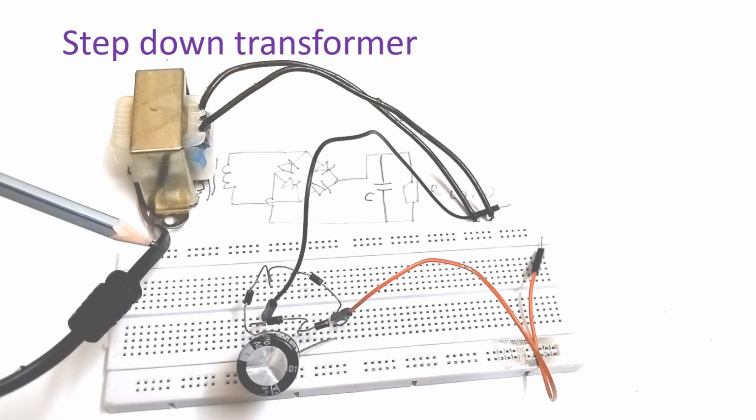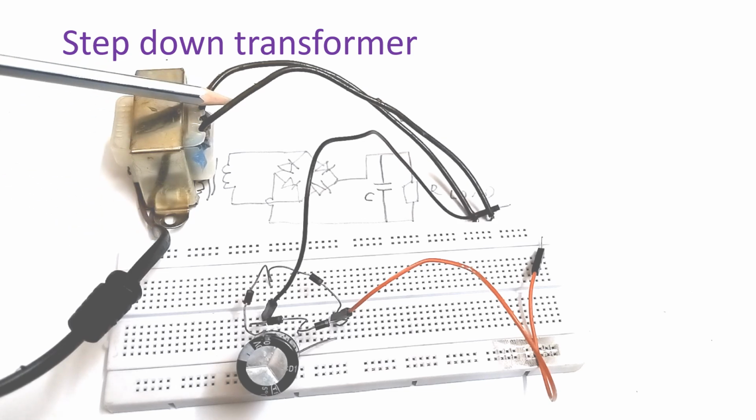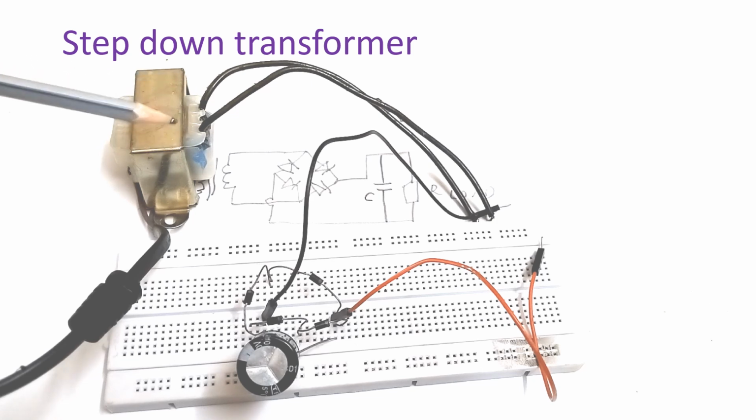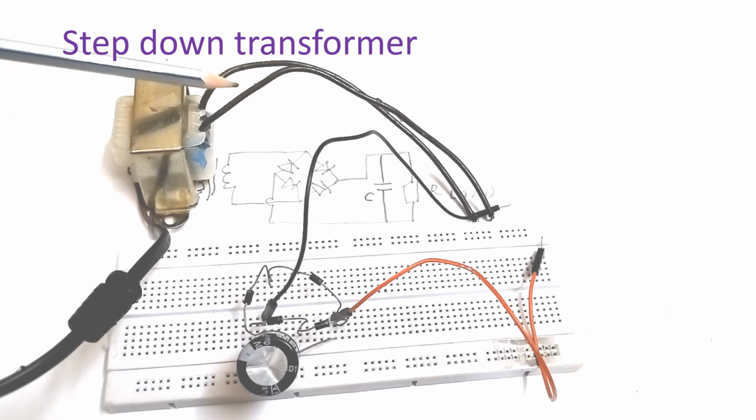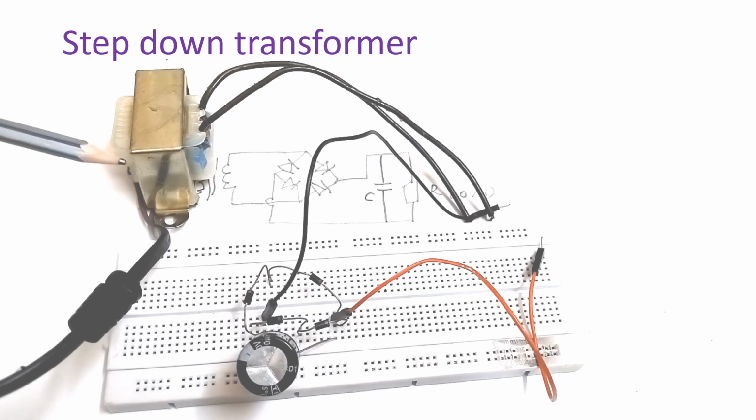Suppose this is 230 volt and this is 12 volt output. That's a step down transformer, and you need a turns ratio of 230 to 12 to get a step down transformer. The number of turns will be much higher than 230 because you have to cover the current needed, and sufficient impedance to the alternating current should be there.